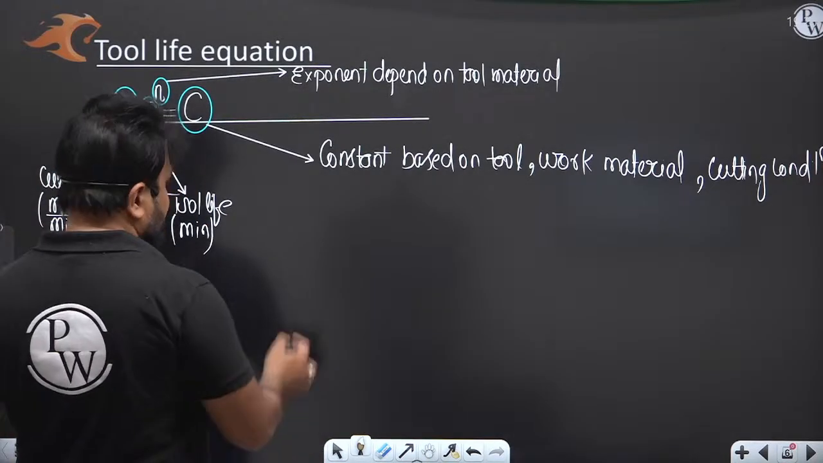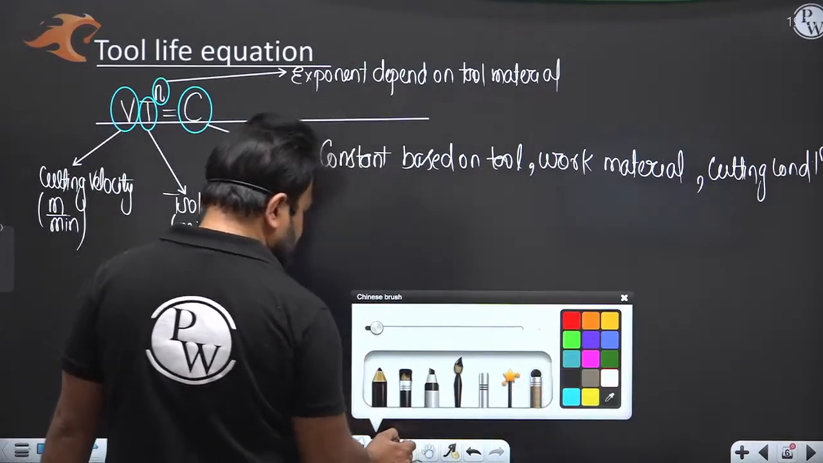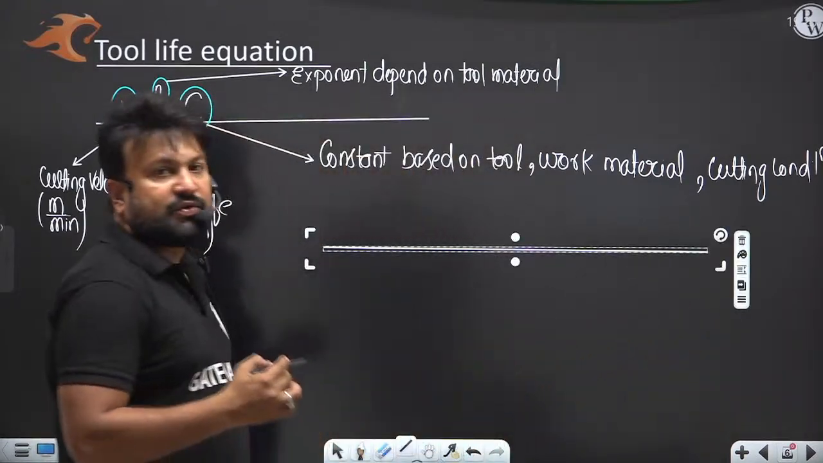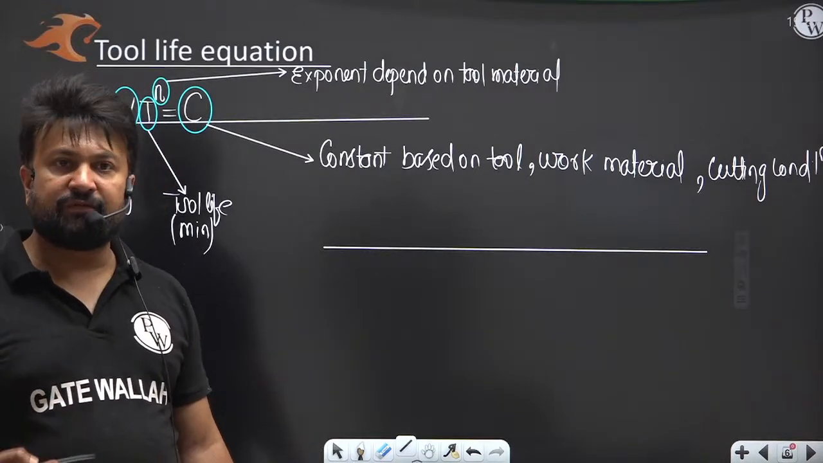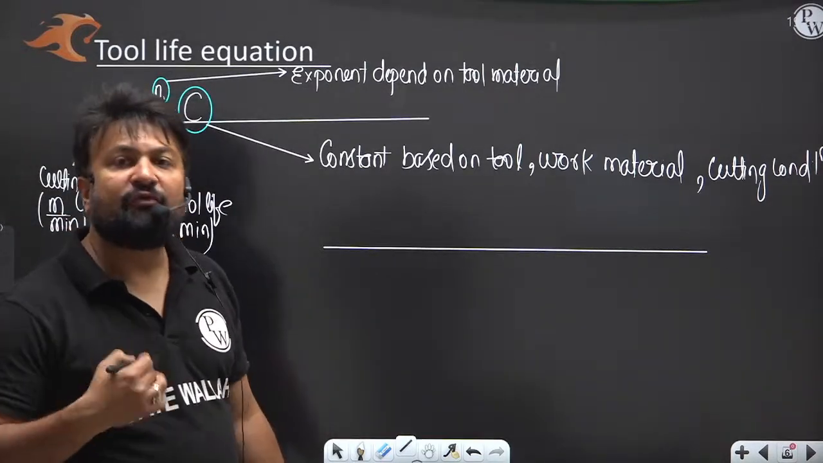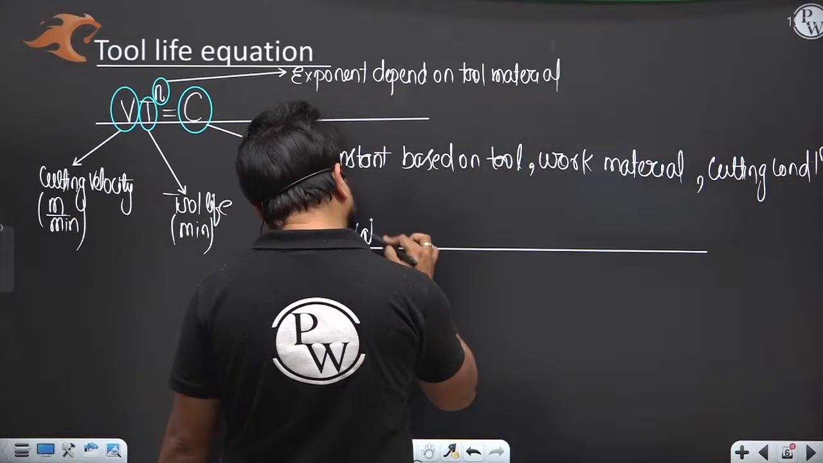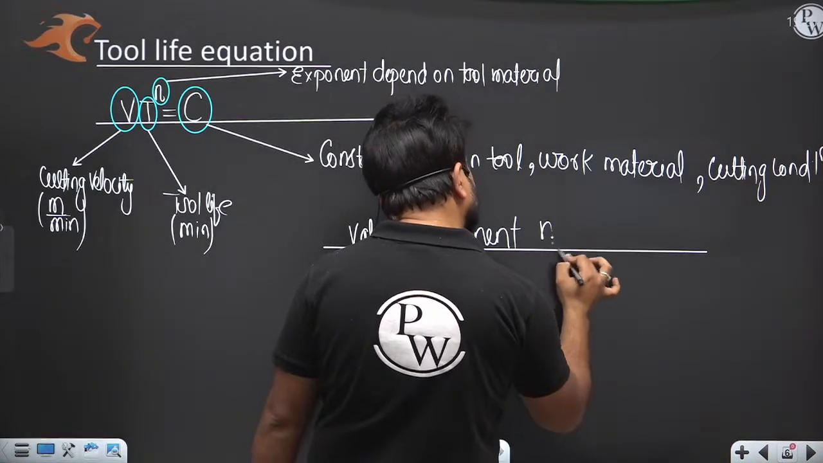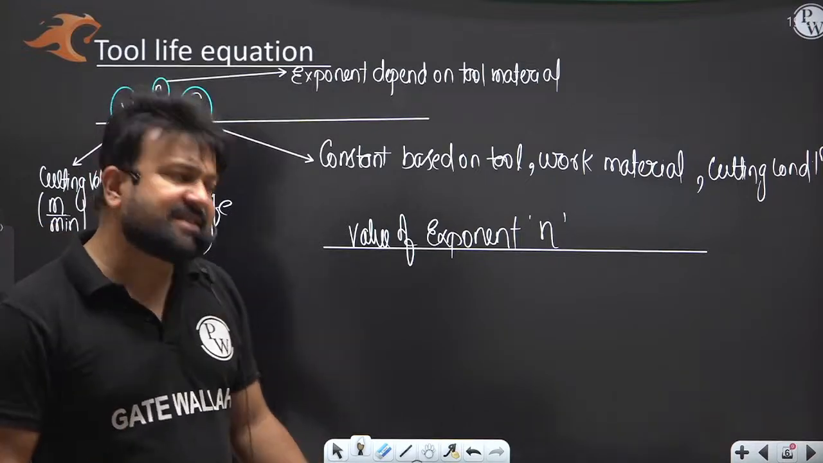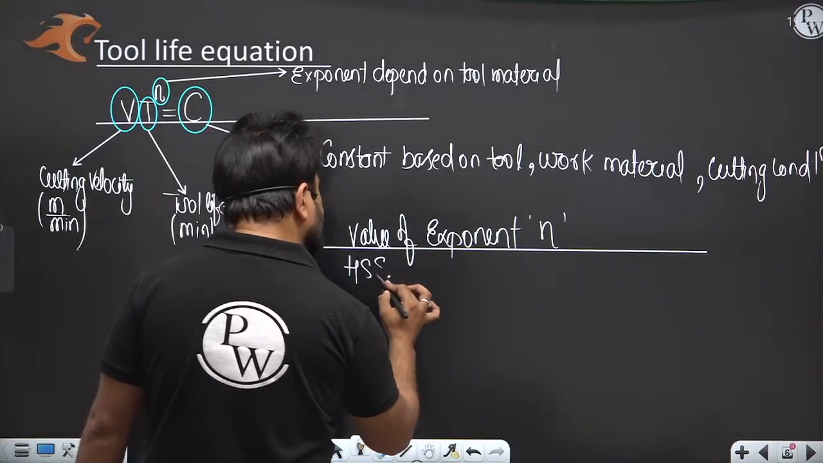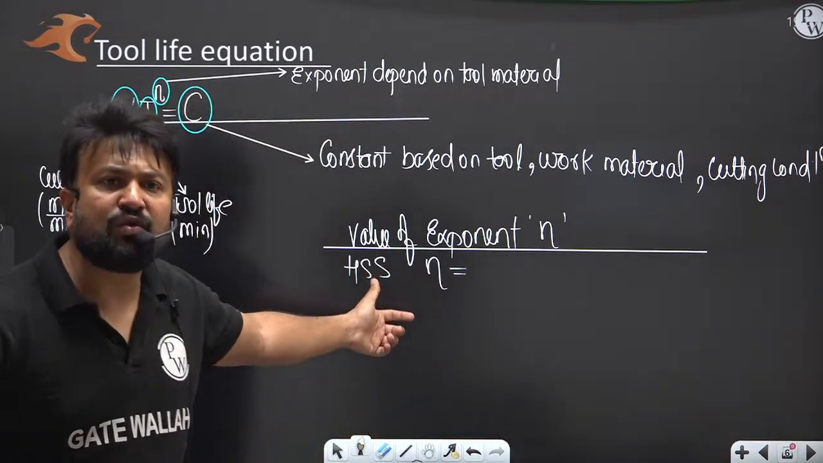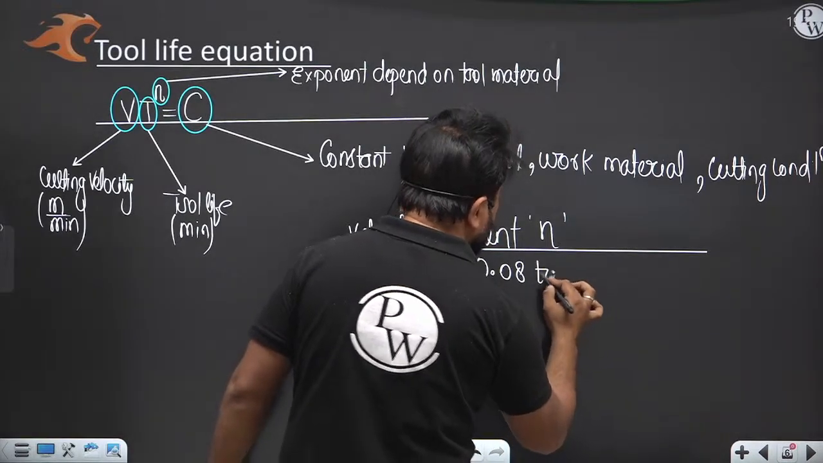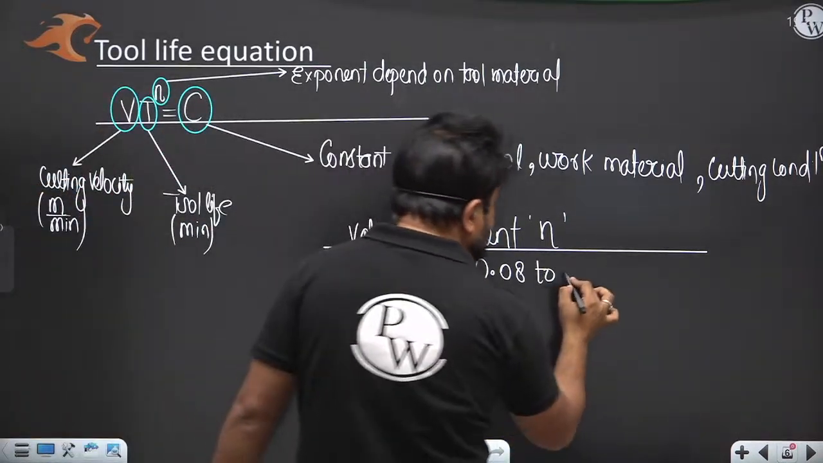Here the value of the exponent n, let's talk about the exponent. As I told you, n can vary from material to material of the tool. So let's talk about the value of the exponent n. For HSS, you have to remember the value of n. For HSS the value of n is 0.08 to 0.2.